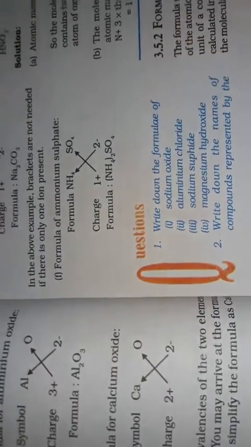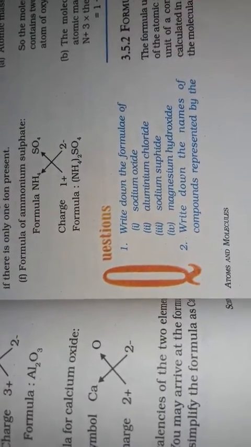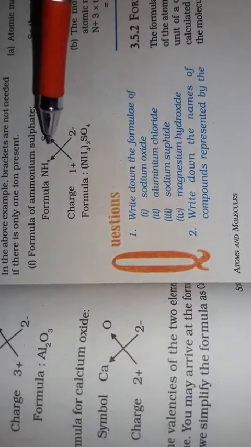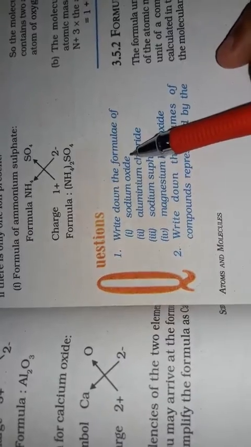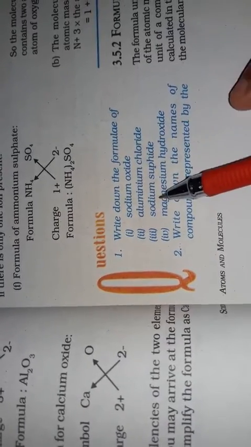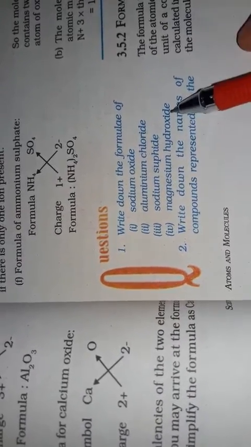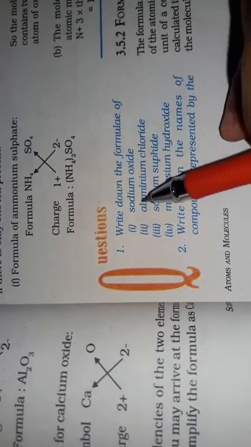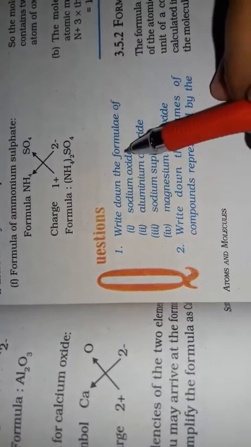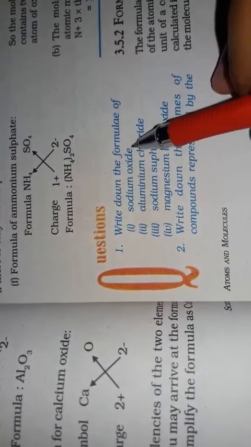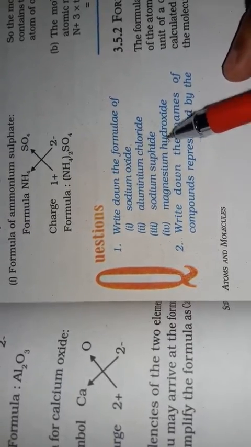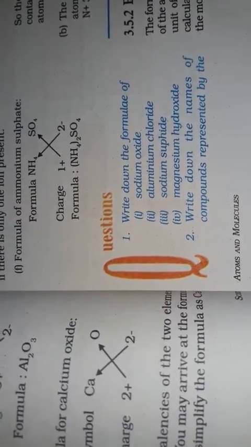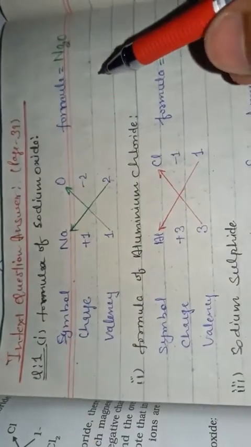Now today we will continue with the next part. Here are some questions that are given, also related to formulas. In the first question, write down the formula of sodium oxide, aluminium chloride, sodium sulfide, magnesium hydroxide. Here we'll discuss how to write the formula of these compounds. Okay students, so here write your answer to this question.